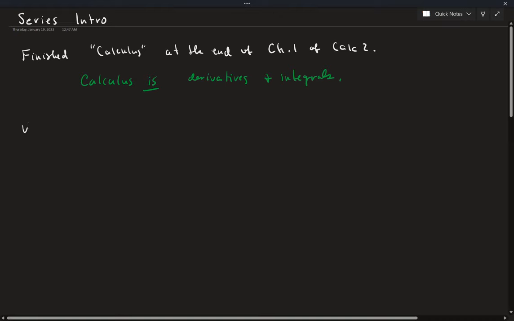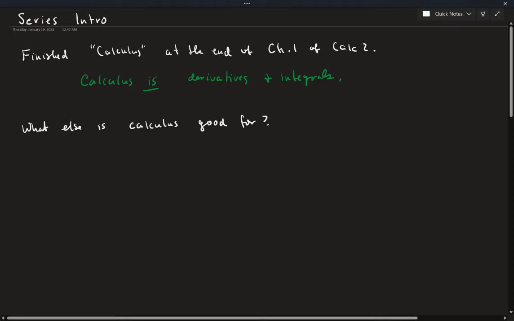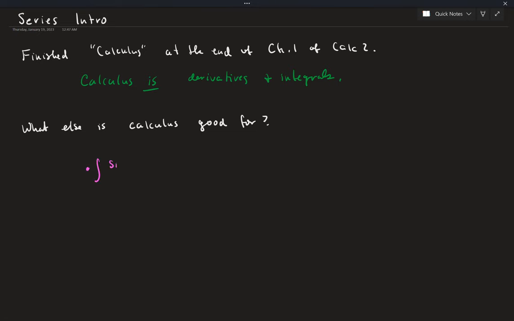So, what else is it good for? What else is calculus good for? Well, I mentioned in the very first Calc 1 video, and I hope you remember, that some integrals, like sine x over x, e to the minus x squared is one. There's a bunch of them. Sine of x squared. There's e to the x over x.